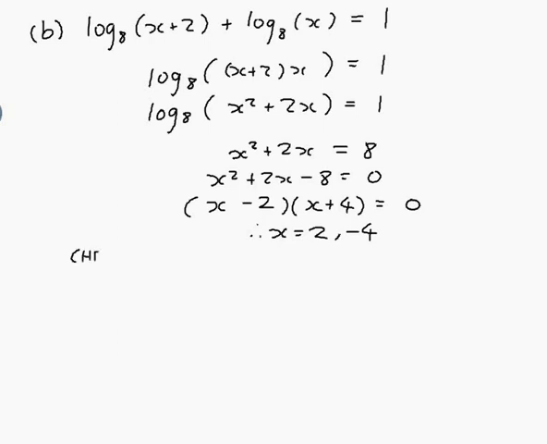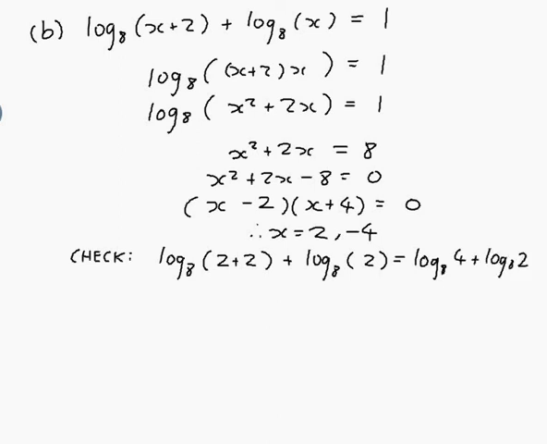So check: log 8 of 2 plus 2 plus log 8 of 2 is equal to, well, that's log 8 of 4 plus log 8 of 2. Which, using that law of multiplication again, is log 8 of 4 times 2, which is 8, which is 1. So that one works.